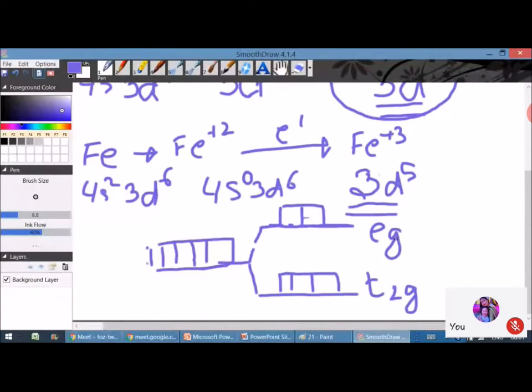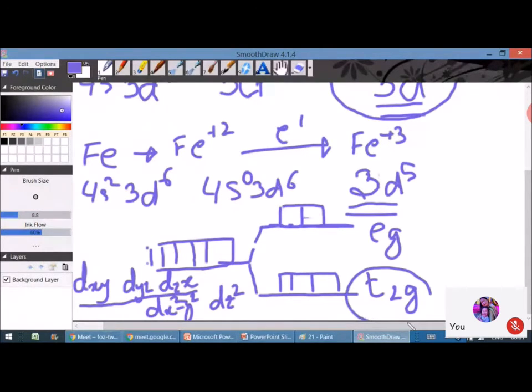In d there are five orbitals: dxy, dyz, dzx, dx square minus y square, and dz square. The dxy, dyz and dzx will form the t2g set, and the dx square minus y square and dz square will form the eg set. Now chromium after losing 1 electron has the d3 configuration.